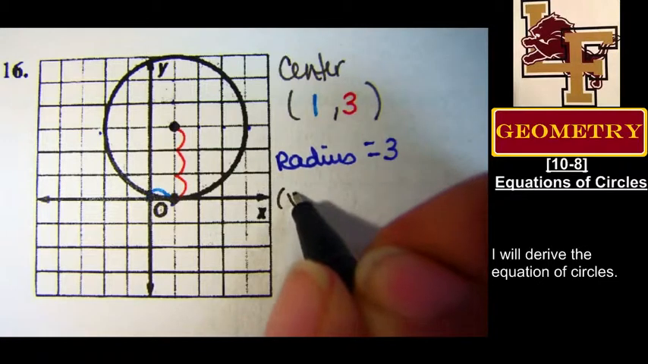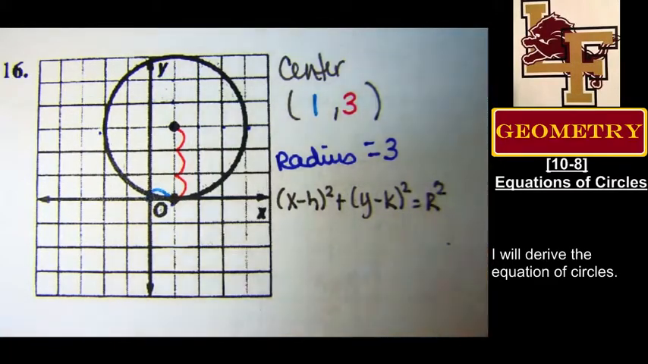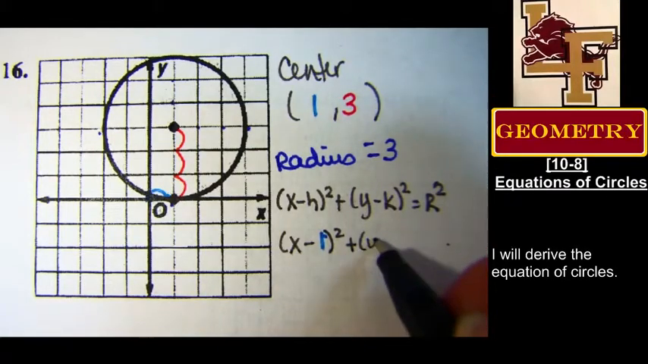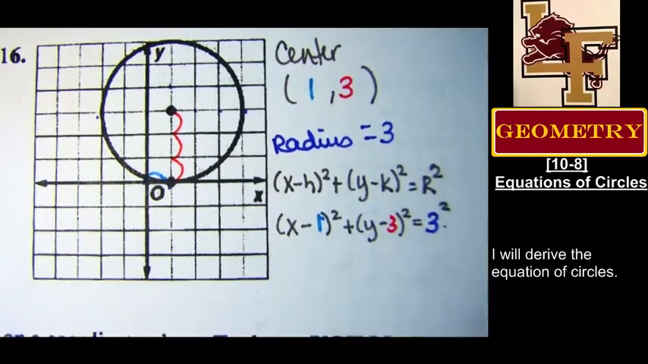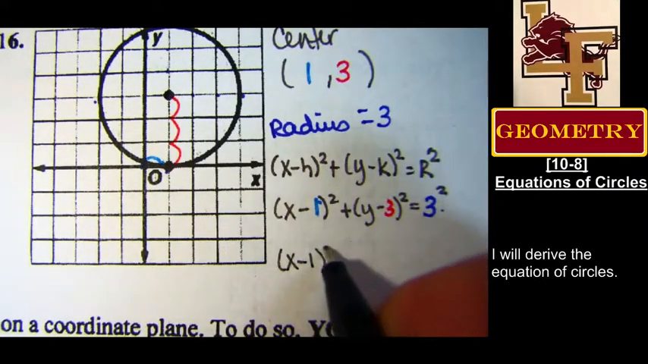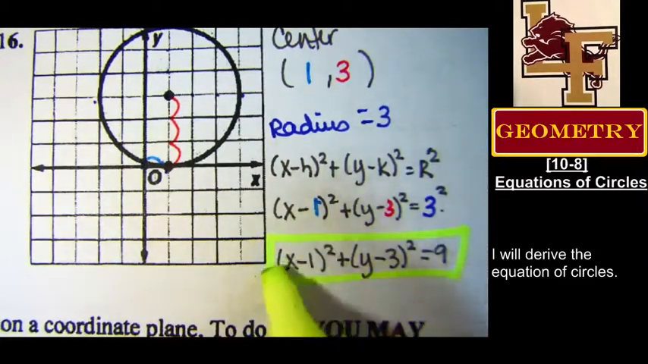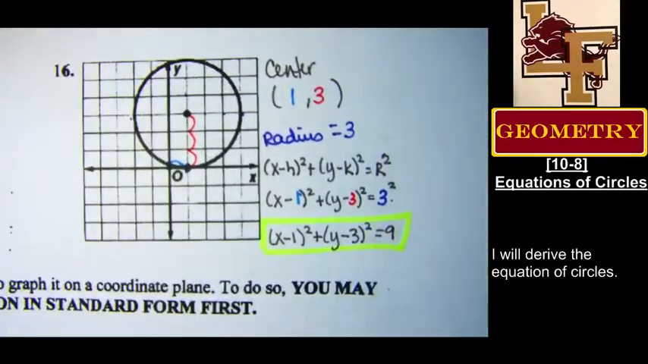All right, the center radius form of a circle is this. I have a value for h, you told me was 1. I have a value for k, you told me its value was 3. I have a value for the radius, you told me its value was 3. I'm going to do a little cleanup. Easy enough? So now you can write the equation based off a picture.